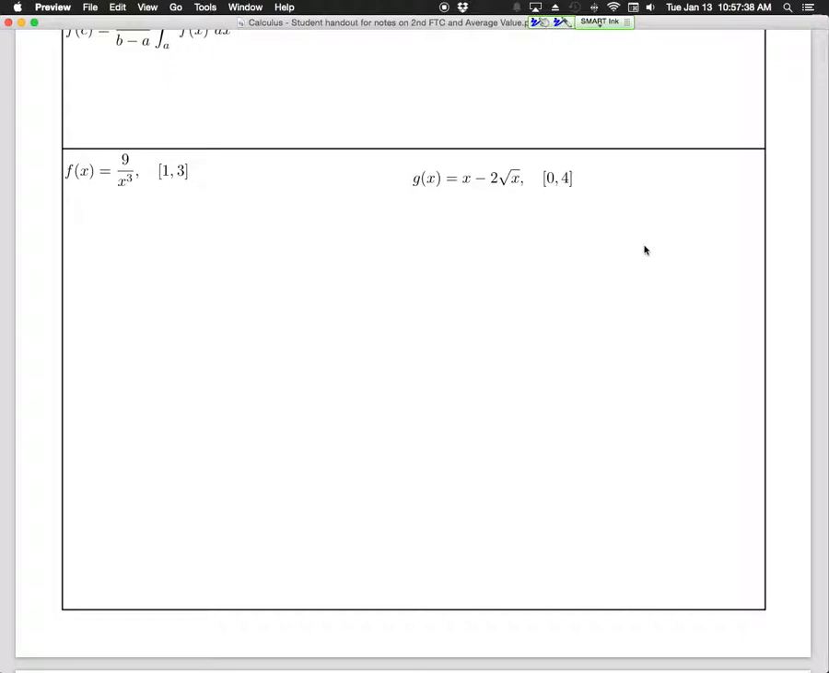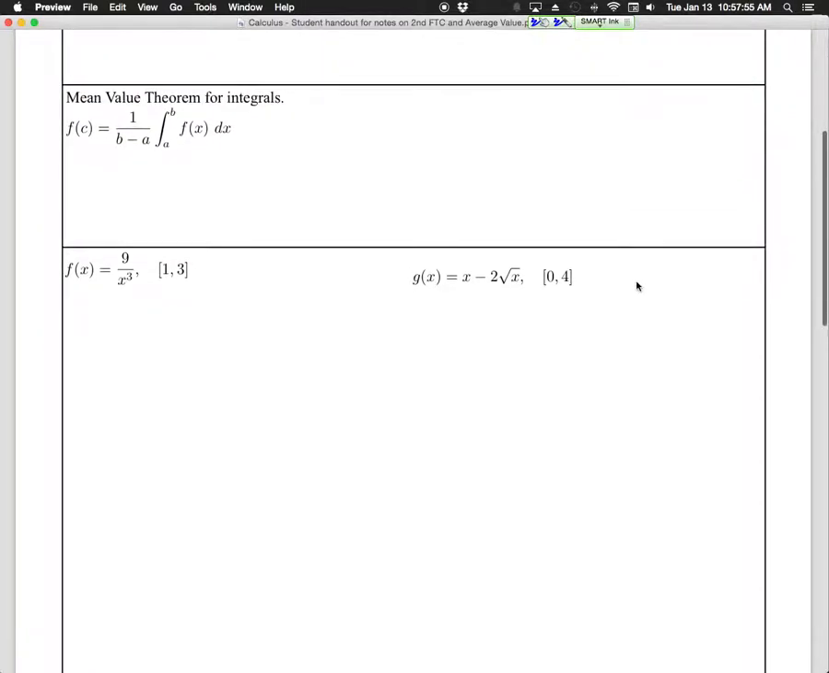Set it equal to f of c. Set it equal to the thing. What was on the right side of the MVT? The integral of f of x dx. Back up here. What is on the right side? The average y value. I need to find the average y value. That's the first thing I need to do: find my average y value.